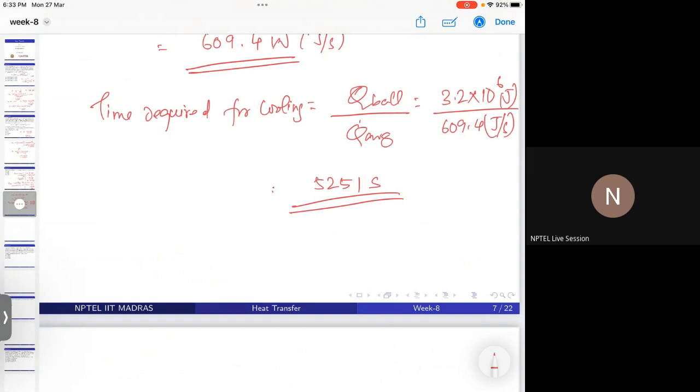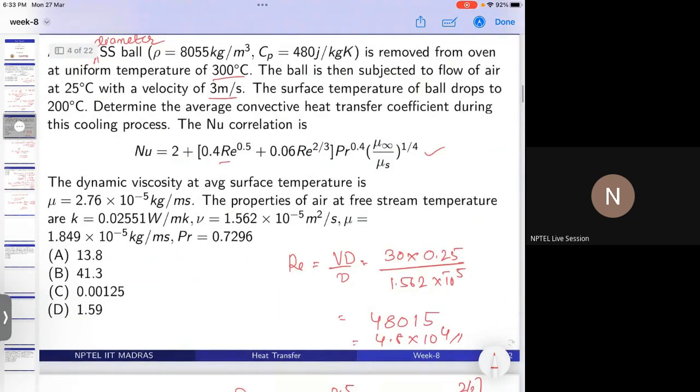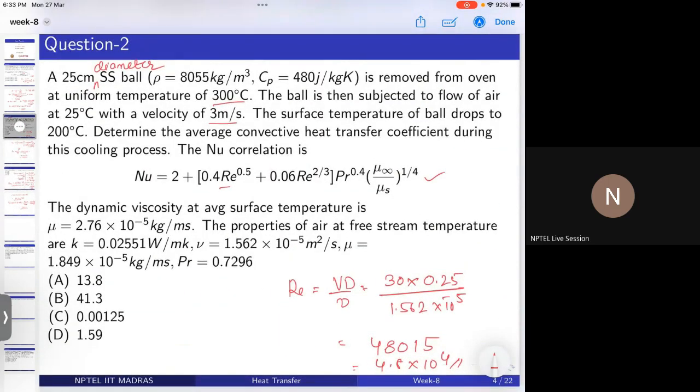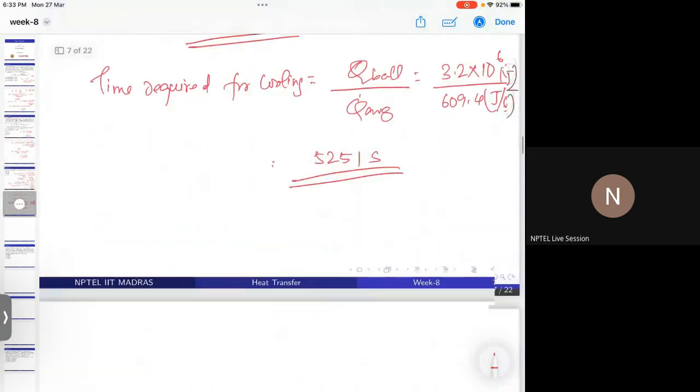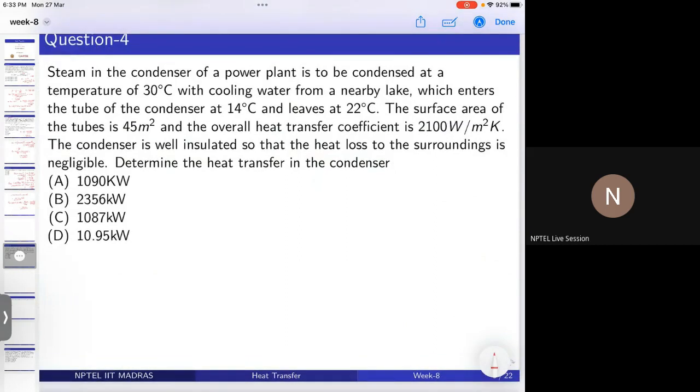What is another way of increasing heat transfer? You can increase the Reynolds number, right? From 3 meter per second, you can increase to 10 meter per second. Like that, you can change the heat transfer. I was just mentioning the different ways, the parameters that are affecting the heat transfer. Okay.